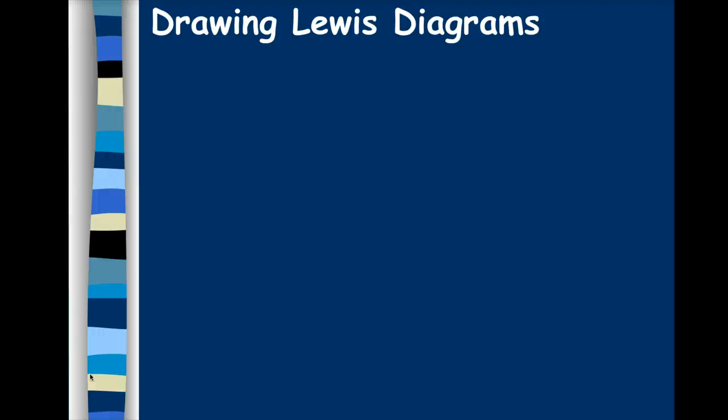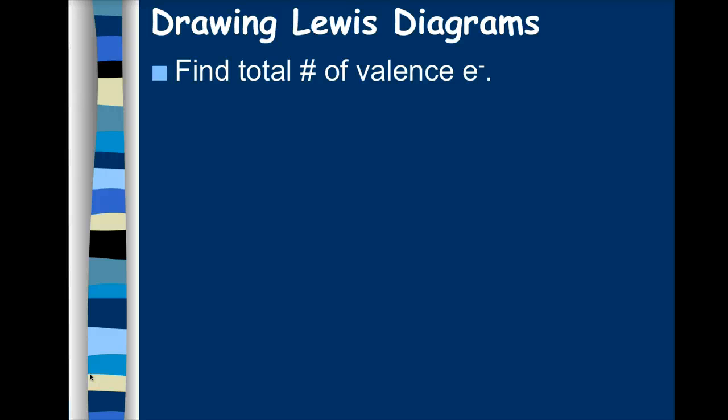So how do we draw a Lewis diagram? Well, you have a handout that I gave you, and these are some of the steps I'm just going to summarize here. First thing you have to do is find the total number of valence electrons of all the atoms in the chemical formula. So you need to look at the elements that you're working with and count up the number of valence electrons that you have.